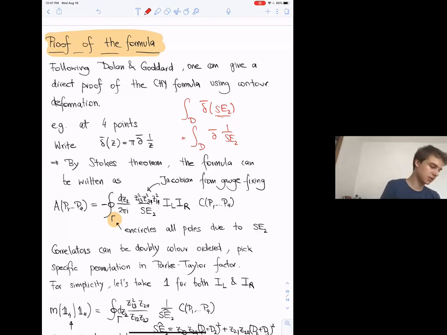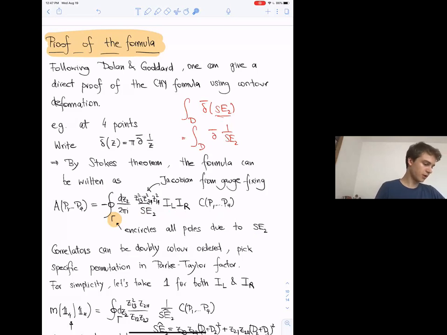So that means that this contour gamma that appears here should encircle all the poles that come from the scattering equations. So that integral has some poles that arise because that scattering equation hits the contact diagram. And then it also has other poles that come from these Parke-Taylor factors, and we're not integrating around those.